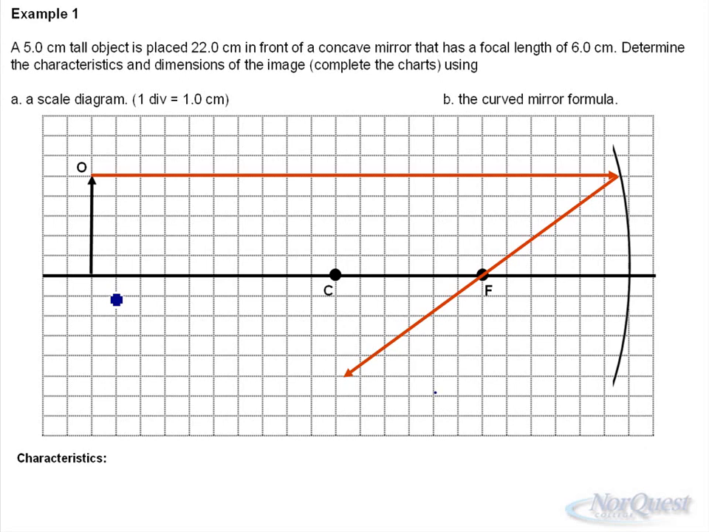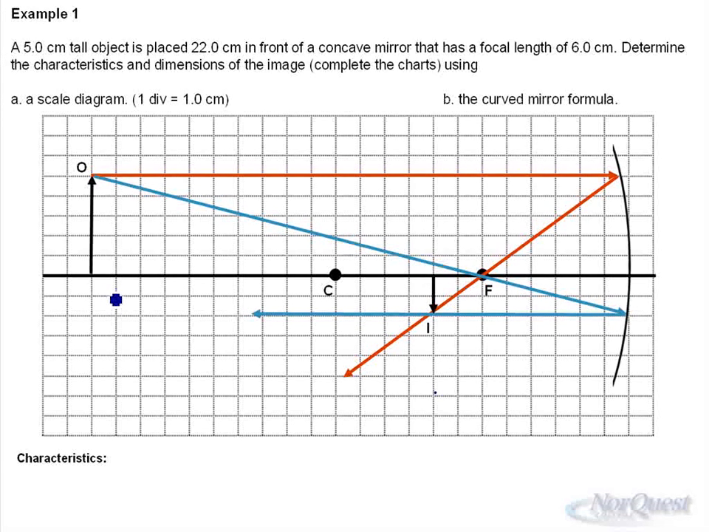The second ray I always draw is the one through the focus. Once that one goes through, that reflects parallel. And all you really need is 2 rays to determine where your image will be, because where they cross is where the image is. And you can see that coming in now. And from there, we should be able to write some characteristics.